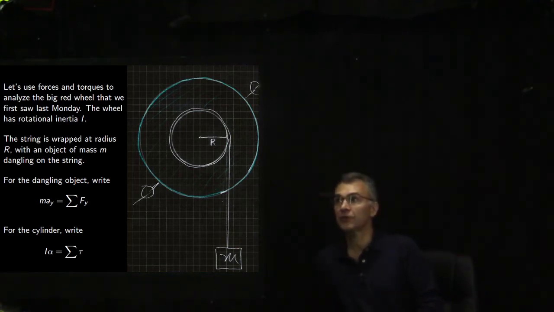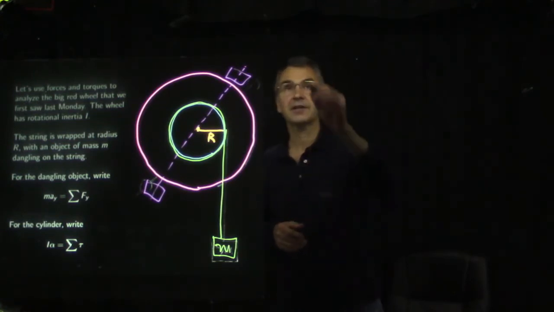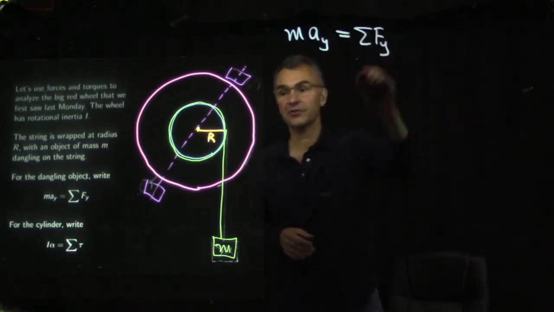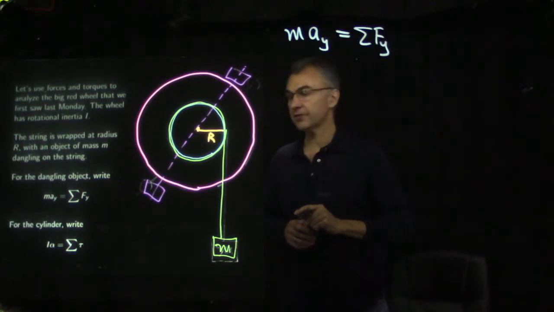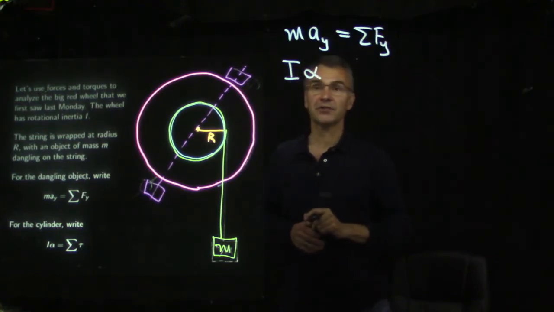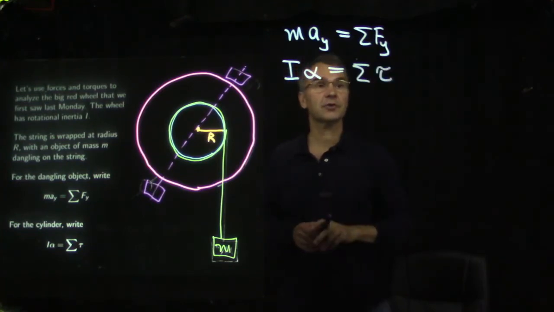So let's use forces and torques to analyze the big red wheel that we first saw in the previous lecture. Let's say the wheel has rotational inertia I, and the string is wrapped around the wheel at radius r, and there's an object of mass m dangling on the string. For the dangling object, let's write Newton's second law: m a sub y equals the sum of vertical forces acting on this mass. And for the cylinder, let's write the rotational inertia, which we don't know the value of, but let's say it's given to us, times the angular acceleration, equals the sum of the torques. And let's see what we get.